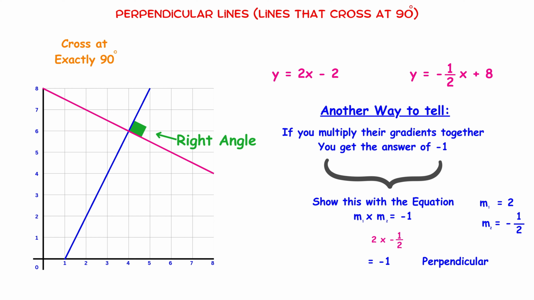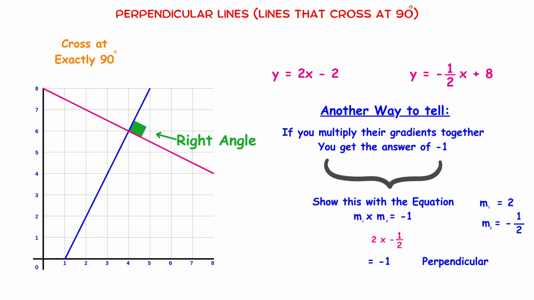For example, on our graph, the first line has a gradient of 2, so m1 equals 2, whereas the second line has a gradient of minus a half, so m2 is minus 1/2. So if we wanted to double check that these two lines were perpendicular, we could just multiply together their gradients and see if it gives us minus 1. So if we give it a go, we'll just do 2 times minus a half, which indeed does give us minus 1. So these lines are definitely perpendicular.